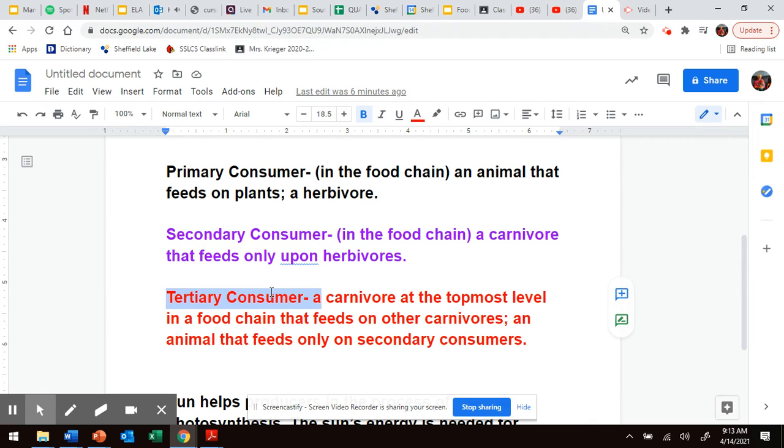A tertiary consumer is a carnivore at the topmost level in a food chain that feeds on other carnivores, an animal that feeds only on those secondary consumers. It's the top of the food chain, okay? Primary means first, secondary means second, tertiary means it's the third consumer. Does not mean that is the third organism in a food chain, because the first organism in a food chain will be that producer. It means it's the third consumer in the food chain, okay?